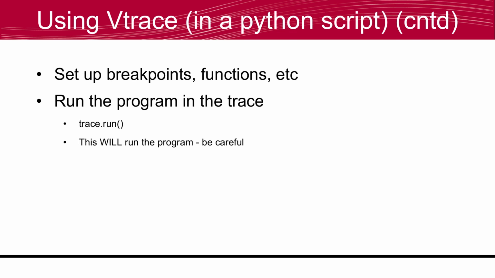Next, in your script, you're gonna set up breakpoints, define functions, do whatever you want to do as sort of pre-initialization work before actually running the program. And then calling run on the trace object will run the program itself and start doing the actual debugging. Now, if you're working on some malware, calling trace.run will actually run the program, so you need to be careful with that.